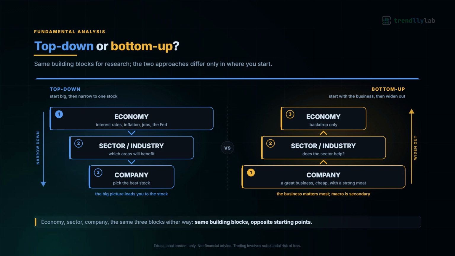In practice, most thorough analysts blend both. They understand the macro backdrop, but ultimately they buy specific businesses because you cannot own the economy. You can only own shares of individual firms. So who actually works this way?